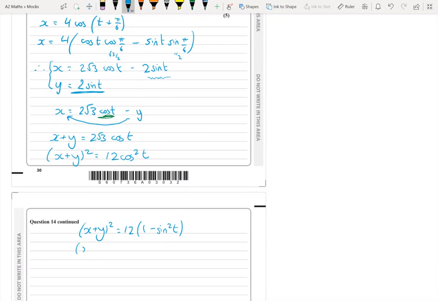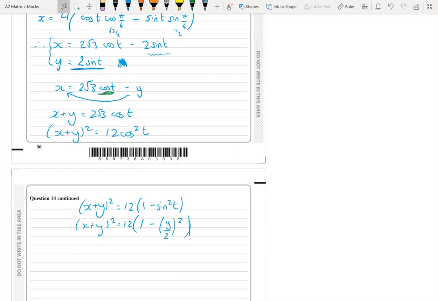So x plus y squared is 12 times 1 minus sine squared t, and sine t is y divided by 2. If you go back to the equation that we had up here, sine t is y over 2, so sine squared t is y over 2 all squared in these brackets. Now we just need to simplify. t has gone, so we're in a good position. Let's just simplify that.